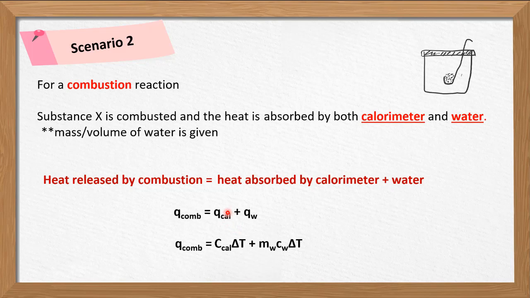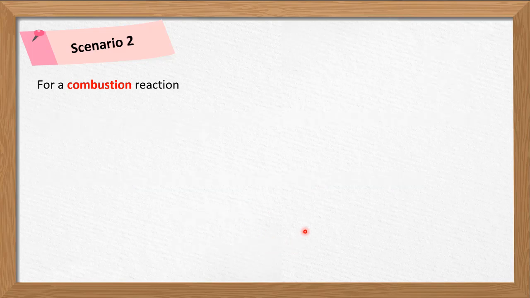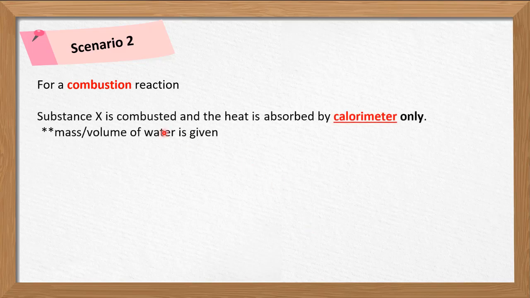Okay, the heat released from combustion equals the heat absorbed by calorimeter and water. So for calorimeter, if the heat capacity is given, or they ask you to find this, then it will be C delta T. For the water, if mass is given, then it will be M C delta T. But if the combustion reaction in the question only mentions that heat is absorbed by calorimeter, that means no information of mass or volume is given.